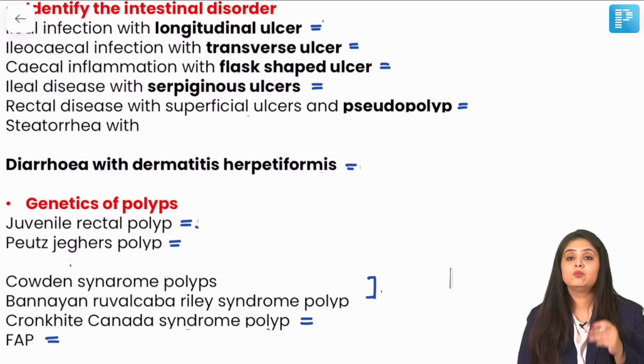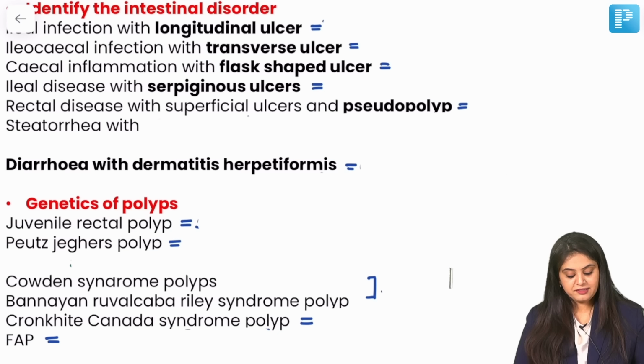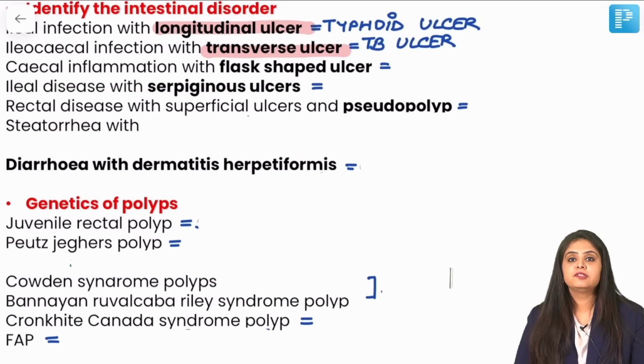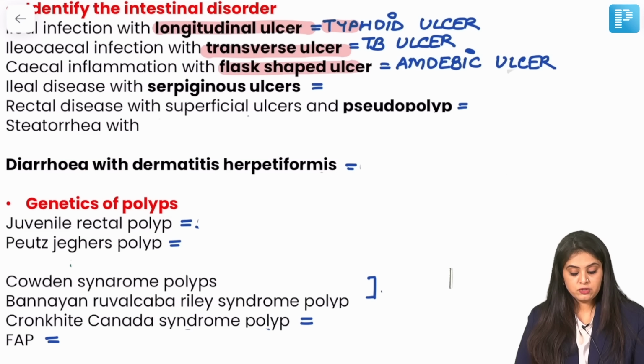Now we dedicate one entire slide, which is a little tense over here, but it's going to cover a lot about intestinal pathology. Let's start with ulcers. If they have a longitudinal ulcer versus a transverse ulcer, longitudinal is in typhoid, transverse is in TB in the intestine. How we learnt it is typhoid is obviously long, so longitudinal ulcer, TB is transverse. If they show you flask-shaped ulcer, of course, amoebic ulcer, you know. Coming to ileal disease with serpiginous ulcers.